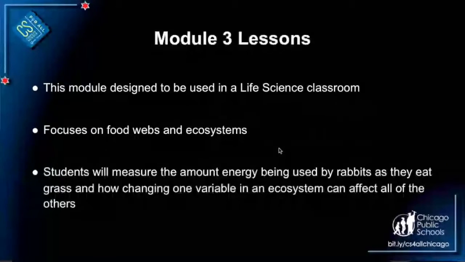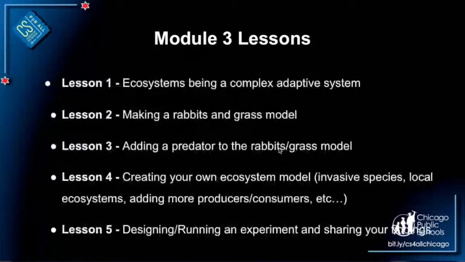So in this module, lesson 1, we have ecosystems being a complex adaptive system. So like we learned in module 1, nature is random. It's not always going to work the exact same way at the exact same time. So you'll be able to change different variables, and it's not going to look the same every time that you run it, even if you have the same things happening. For lesson 2, we have making a rabbits and grass model. So you will be determining the amount of rabbits, the amount of grass in an ecosystem, and seeing how that predator and producer relationship really depend on each other.